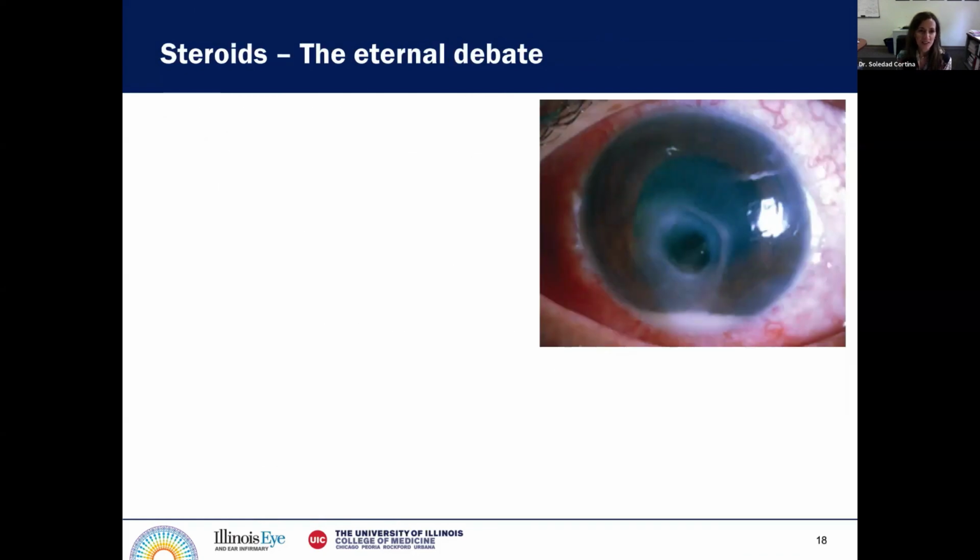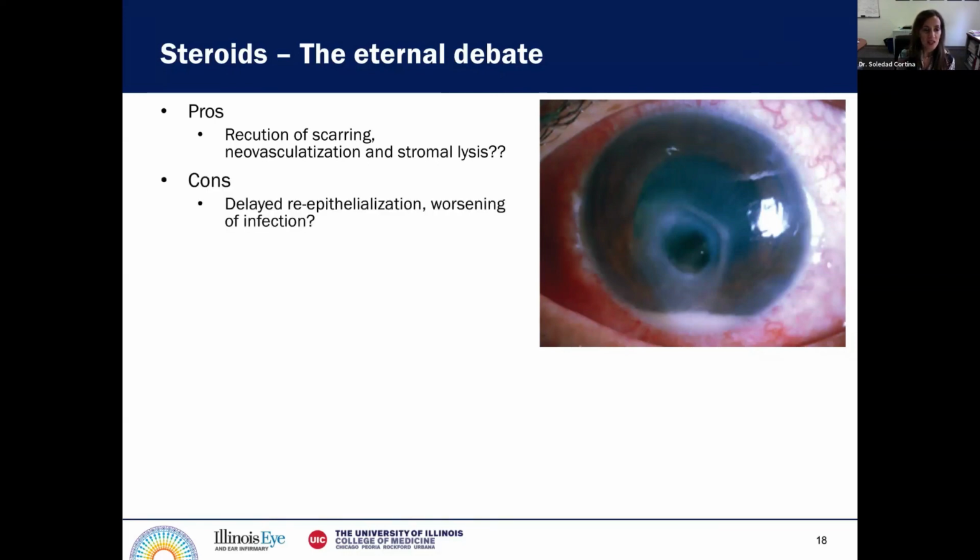And then steroids. This is the eternal debate, right? So most cornea specialists feel that steroids are largely beneficial for corneal ulcers, or for most corneal ulcers. There's always the concern, though, about why we think that. We think that it helps reduce scarring, neovascularization, and stromal lysis. The disadvantages are the delayed reepithelialization and potential worsening of an infection, and that's why sometimes we're scared to start steroids. So it's always the eternal debate.